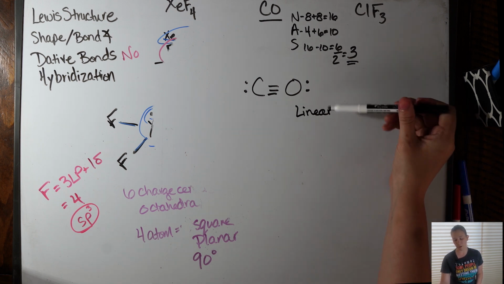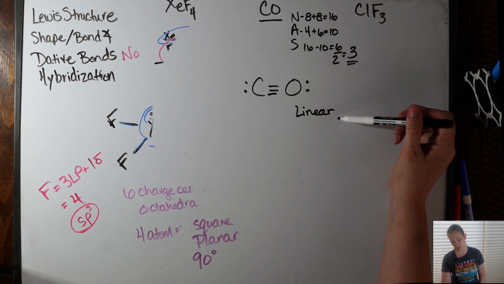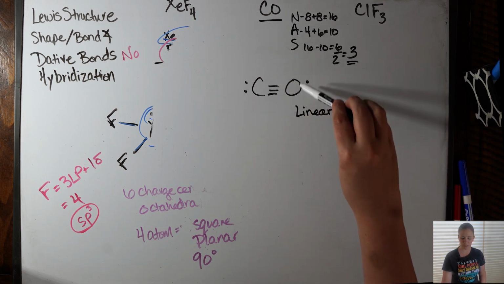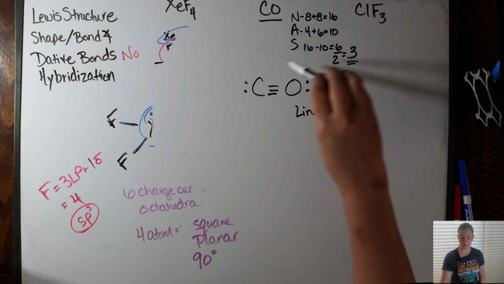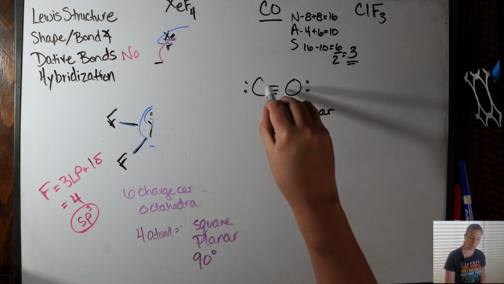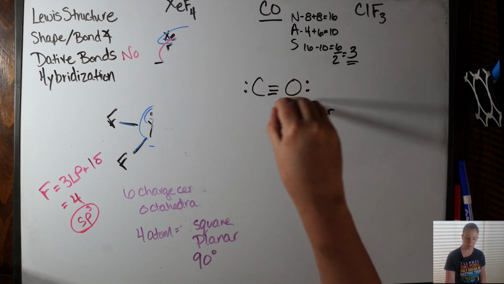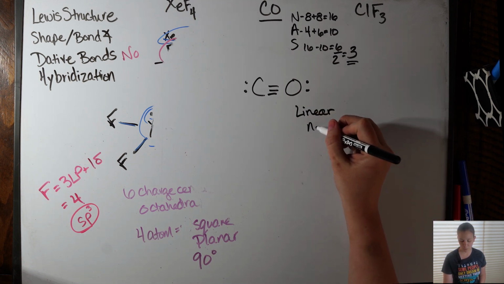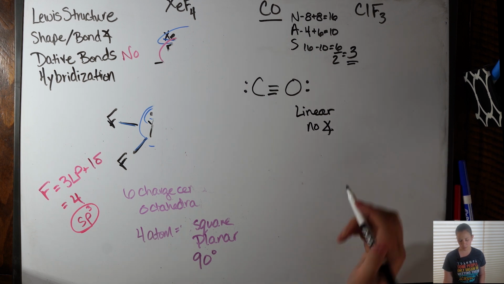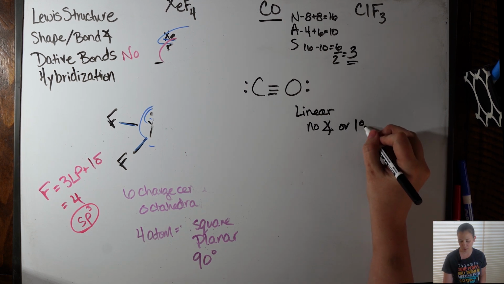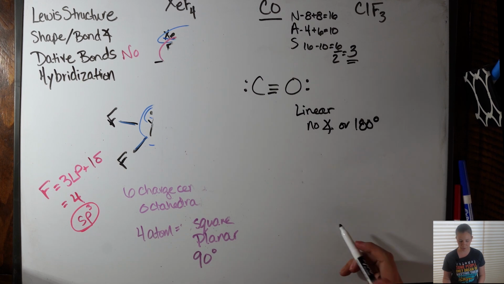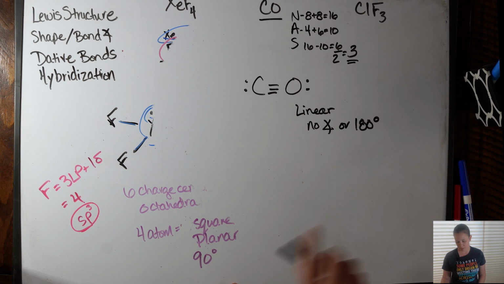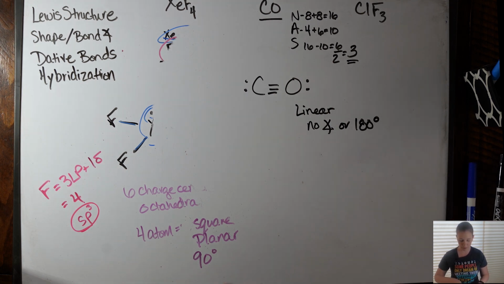You may see some answer keys out there would have this bond angle labeled as 180 degrees. I don't like to give it a bond angle because for an angle you really need 3 things, and we don't really have a third. Like carbon dioxide, we could say there's a 180 degree angle between the 3 atoms, but so I'm just going to say that there's no angle, but it would be okay to say 180 degrees. Either way is fine. This is a really good example of something that does have dative bonds. So let's figure out how to determine that.